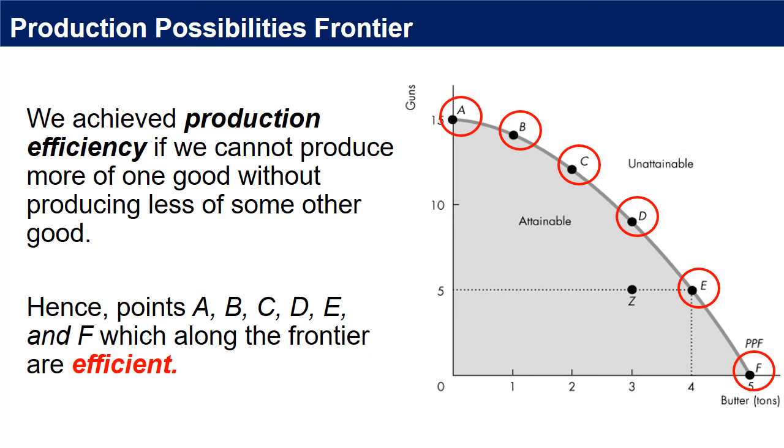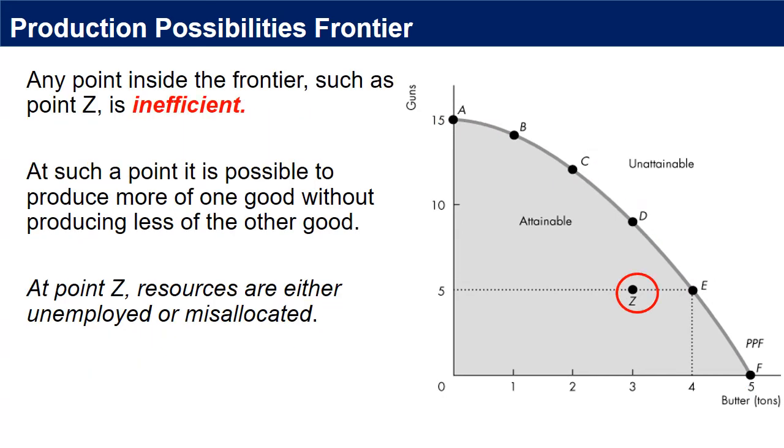We achieve production efficiency if we cannot produce more of one good without producing less of some other good. Hence, points A, B, C, D, E, and F, which are along the frontier, are efficient. Any point inside the frontier, such as point Z, is inefficient. At such a point it is possible to produce more of one good without producing less of the other good. At point Z, resources are either unemployed or misallocated.